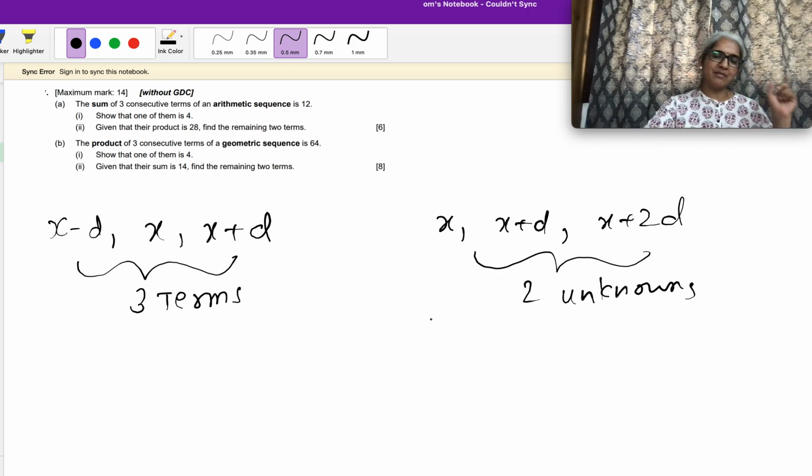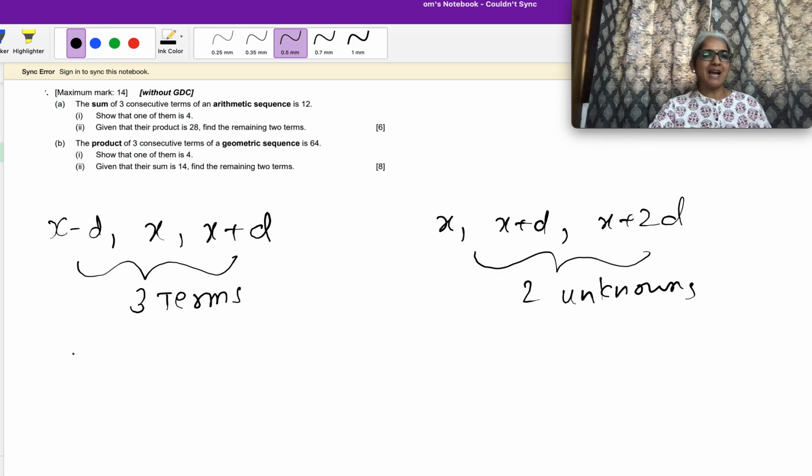So I'm remembering the idea of constant difference, but I'm also understanding that they are consecutive terms, so I could go backwards as well, and I need not always go in one direction. And these are some things that would come intuitively to you as you practice questions. So let us look at the sum of the three terms of an arithmetic sequence, which is 12.